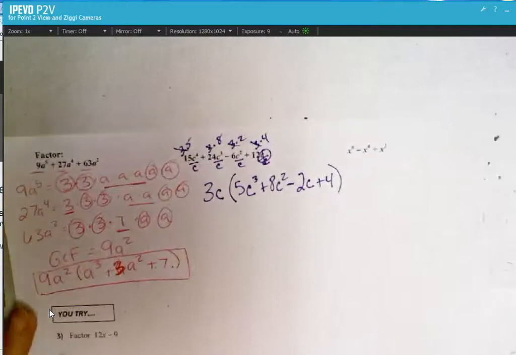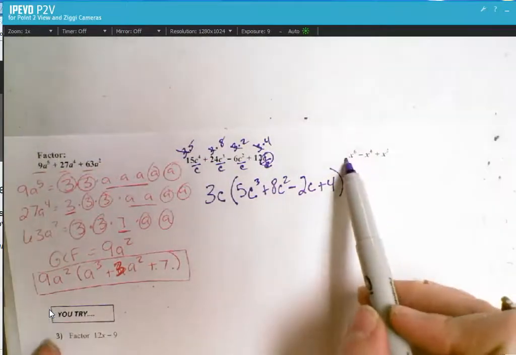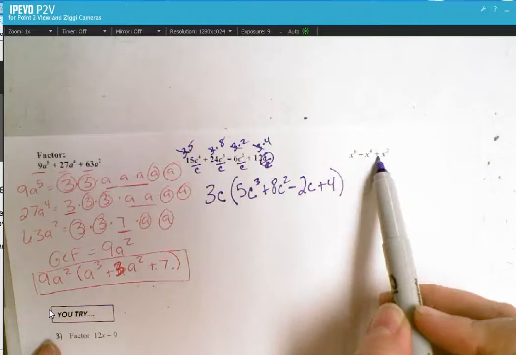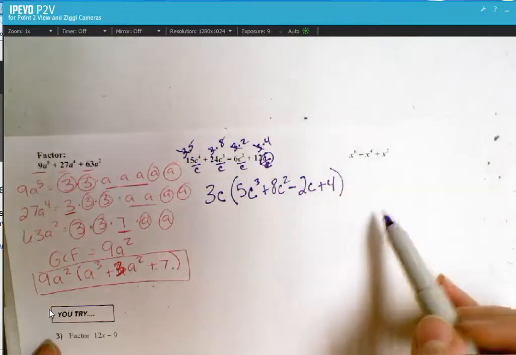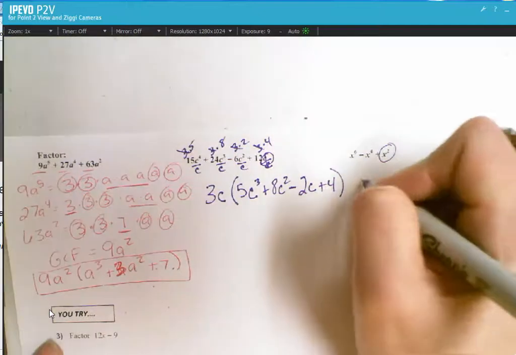Alright, let's try one more where it's mental math and see if we can get it. Well, my coefficient on all of these is 1, so I'm going to pull out a 1, but that doesn't help me any. What's the maximum number of x's I can pull out? I can pull out x squared.